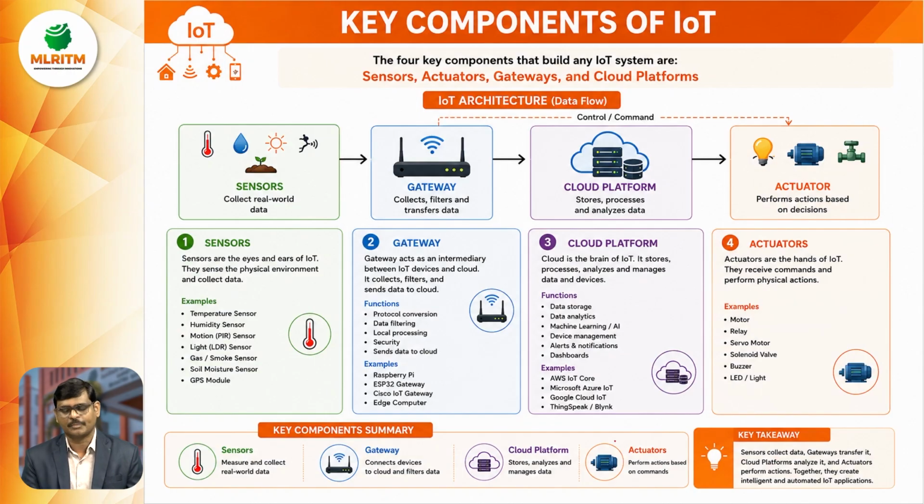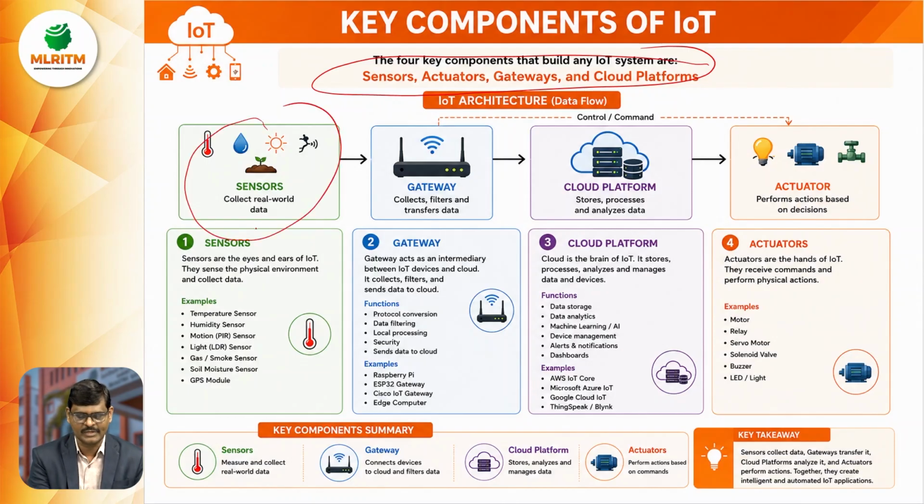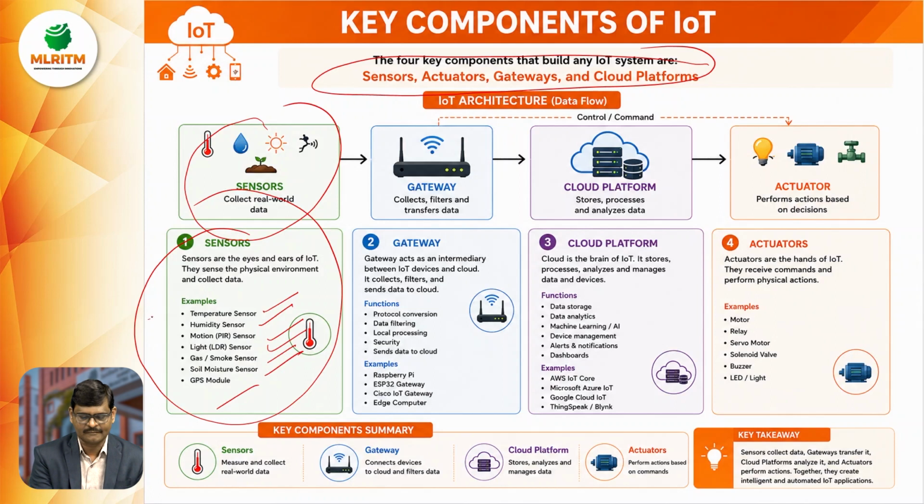So what are the key components of IoT? The key components of IoT are mainly the sensors, actuators, gateway, and cloud platforms. Sensors are nothing but, for example, different sensors such as a temperature sensor, humidity sensor, motion detector, light sensor, gas, smoke, and smell sensors. Depending upon the application, the sensors will be used.